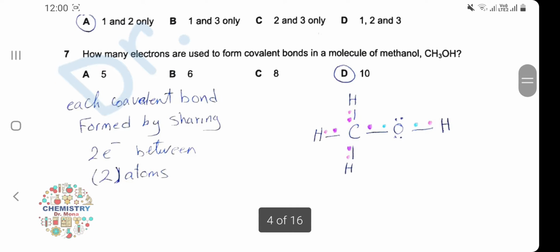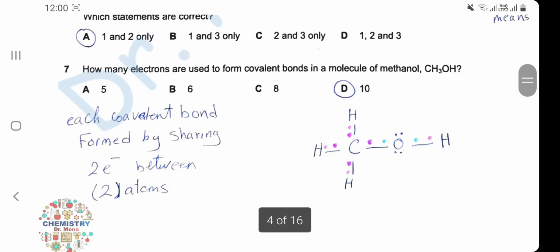Question 7. How many electrons are used to form covalent bonds in a molecule of methanol? First, you have to draw the structure of methanol as shown here, CH3OH, and count how many covalent bonds there are. Each covalent bond is formed by sharing 2 electrons between the 2 atoms. So you will find here 2 multiplied by 5 is 10 electrons shared in covalent bonds in this molecule.